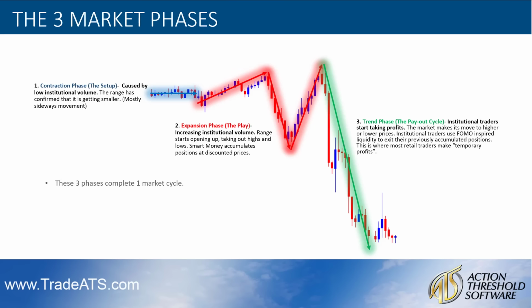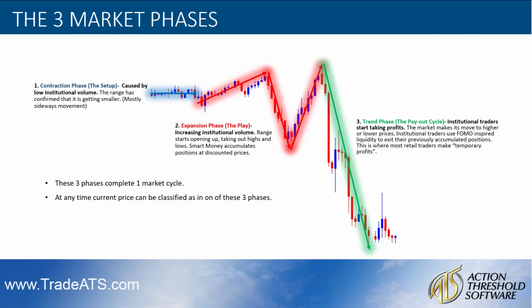Back to the lesson. So these three phases complete one market cycle. So you have the contraction phase, expansion phase, the trend phase. These three phases, once they've played out, you've gone through one market cycle. You can expect it to go through the three phases again.